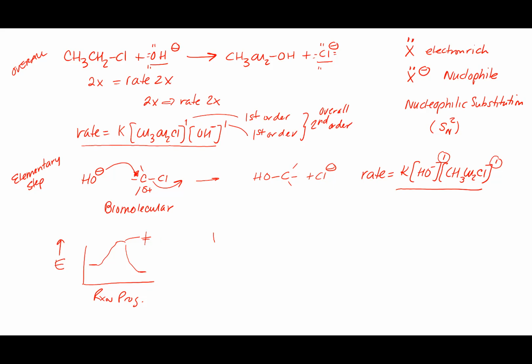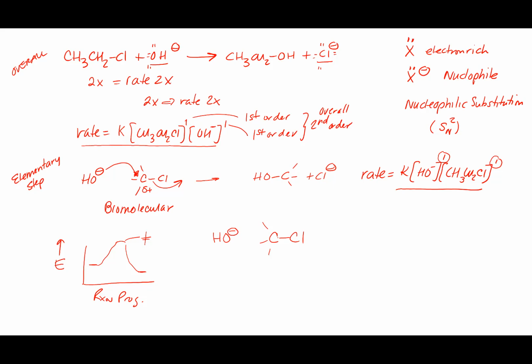Here's what happens. The hydroxide comes in and it attacks the carbon down the carbon-chlorine bond. So the hydroxide comes in on that trajectory and it donates its pair of electrons to the carbon. So what would the transition state look like? First of all, what is the transition state?